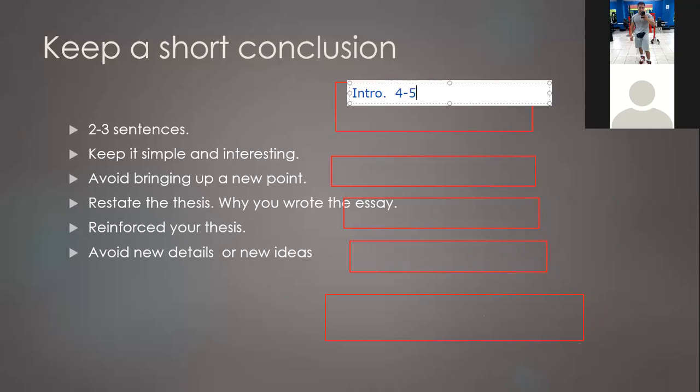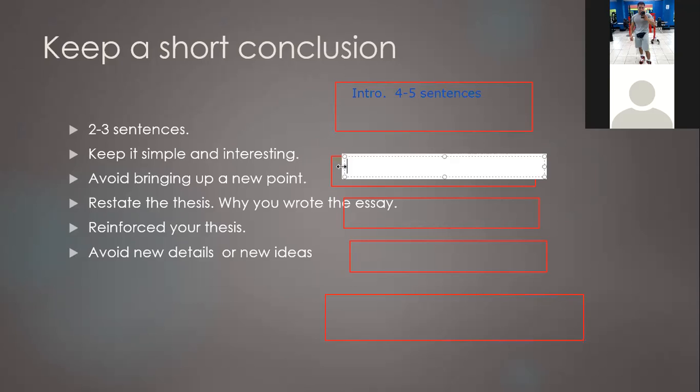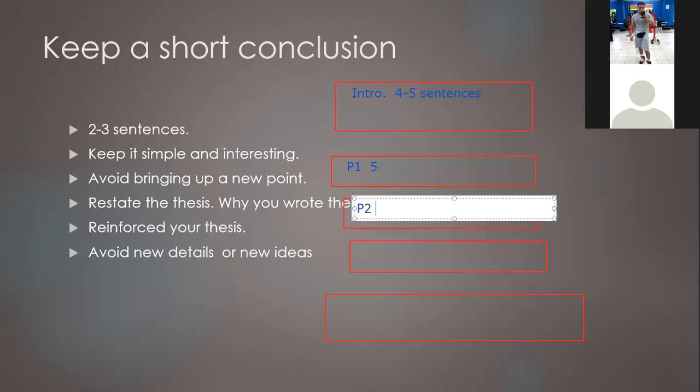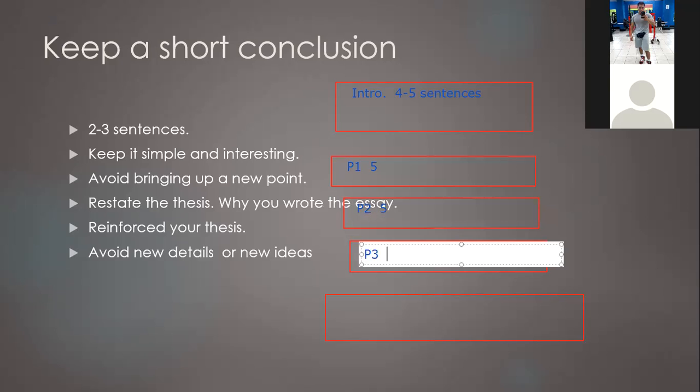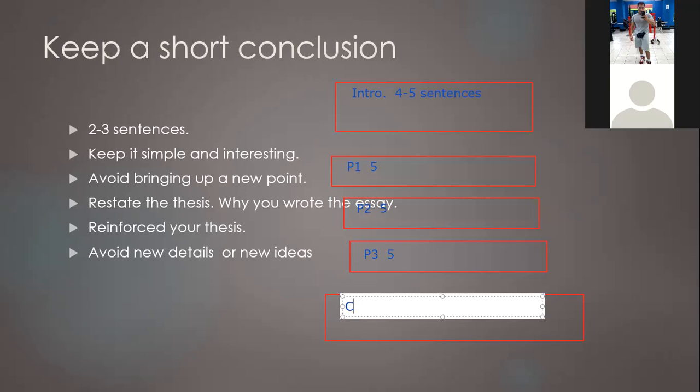Maybe four or five sentences, right? My paragraph one, how many sentences? About four or five. Paragraph two, how many sentences? About five, lo mismo, right? About four or five sentences. Paragraph three, I should have about five sentences, right? And my conclusion, how many sentences? Maybe two or three, right? Pardon, two or three sentences.